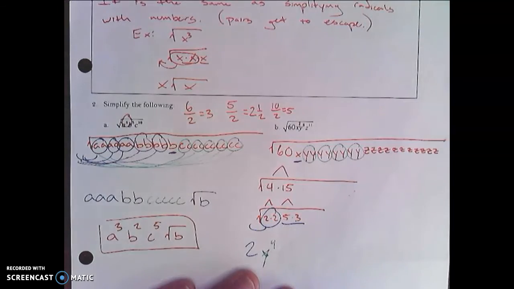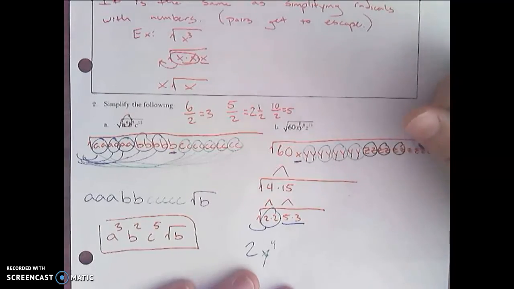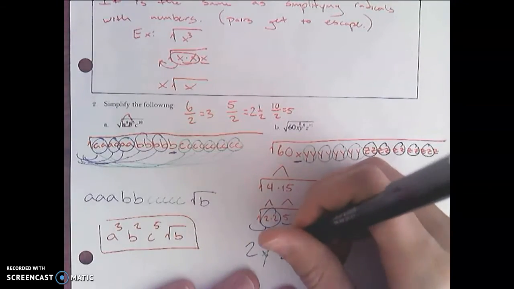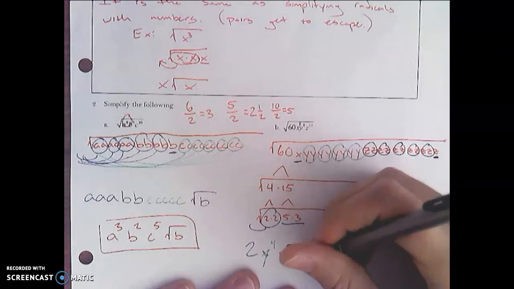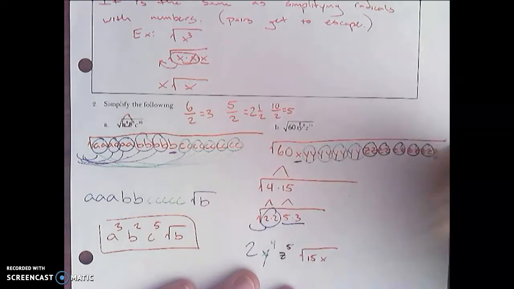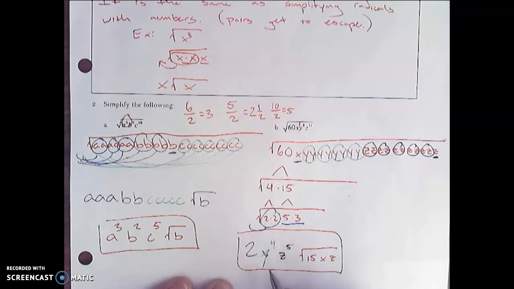And then we've also got our z term. Grab a different color. So we have 1 pair, 2 pairs, 3 pairs, 4 pairs, 5 pairs. So 5 z's can come out, and there's 1 left inside. So finishing up this, what's left over inside? We've got a 5 times 3 is 15. We've got an x. We've got a z. And this is our final solution. 2 y to the 4th, z to the 5th, times the square root of 15 x z.